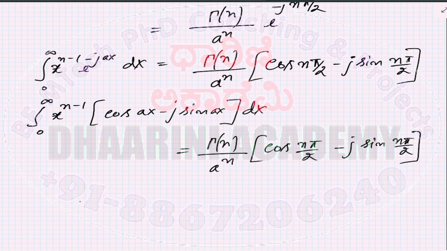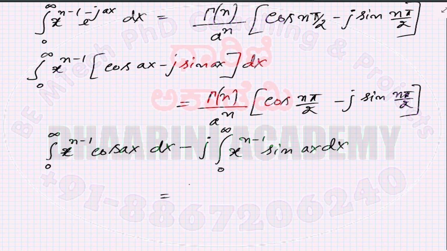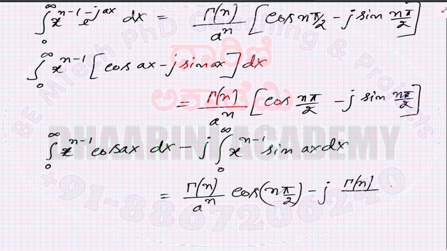Now let us expand the terms because we can see two brackets. Both brackets let's expand. So the first bracket, that is on the left hand side, 0 to infinity x to the n minus 1 cos ax into dx. Second term minus j, then I'll write the integral 0 to infinity x to the n minus 1 into sin ax dx. This is the expansion of the left hand side. I equate this to gamma n by a to the n, cos of n pi by 2, my first term, minus j times, once again, gamma function by a to the n into sine of n pi by 2.